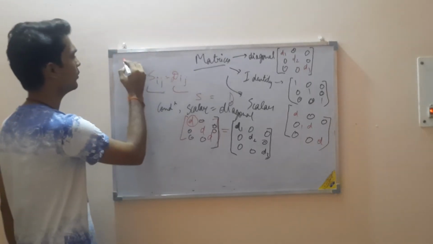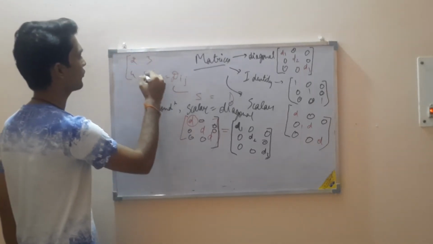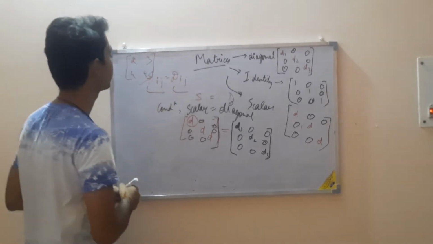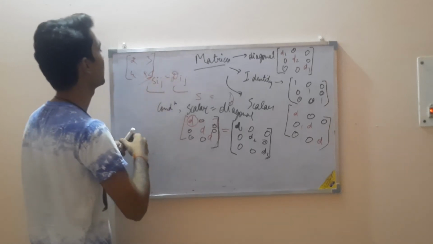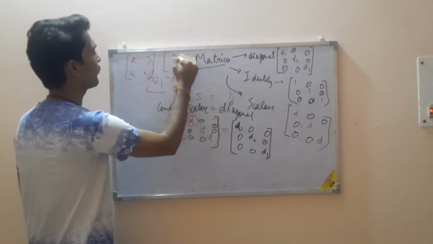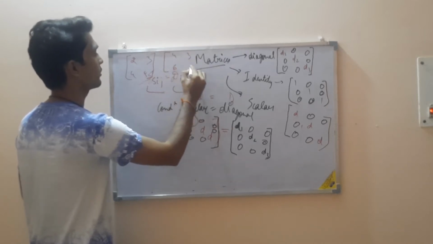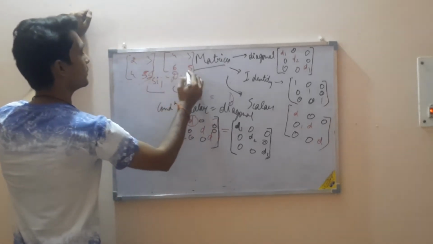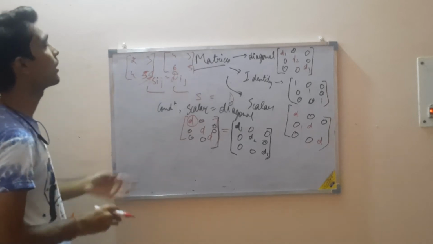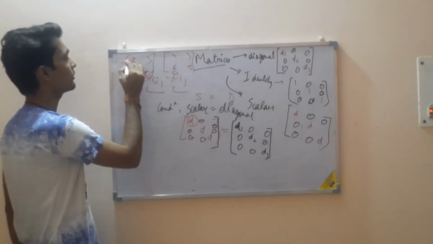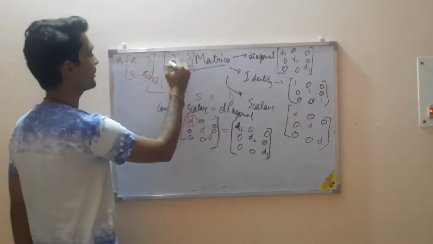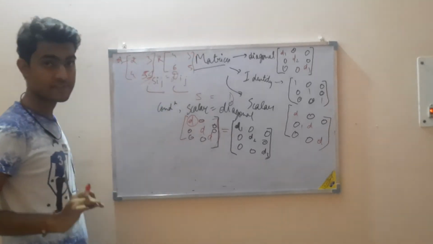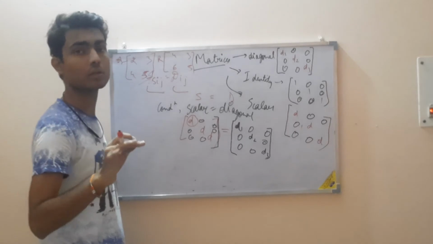For an easy example, we can consider a matrix 2, 3, 4, 5, and another matrix 4, 3, 6, 5. Let's say it is matrix A and it is matrix B. The value at A11 is 2 and at B11 is 4. So we can clearly see these are not equal.